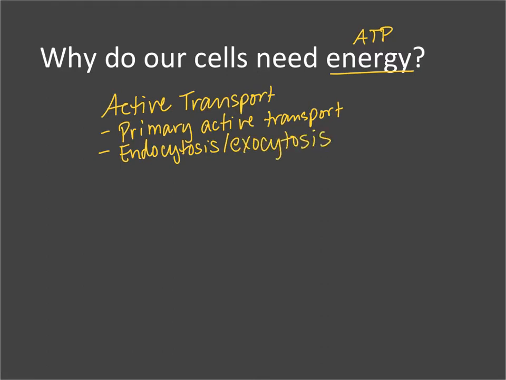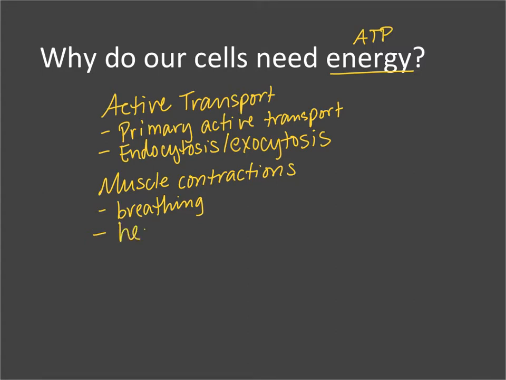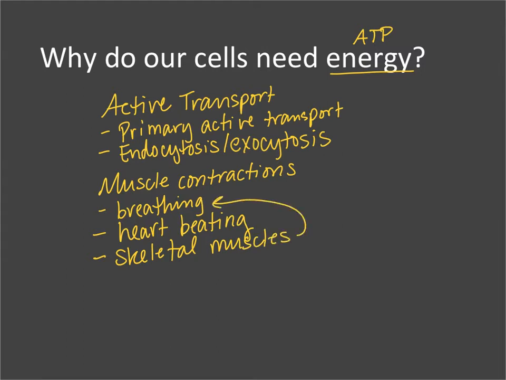We also need ATP for things like muscle contractions. Muscle contractions include the muscles involved in breathing and the muscles involved in moving blood around your body. So your cardiac muscle, your heart muscle, needs ATP in order to beat and move blood around your body. It also has to do with other skeletal muscles, so moving your body around. Skeletal muscles are also the ones involved in breathing, et cetera. Just any of the movement you do is going to require ATP.